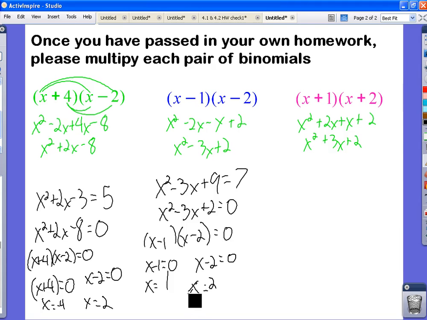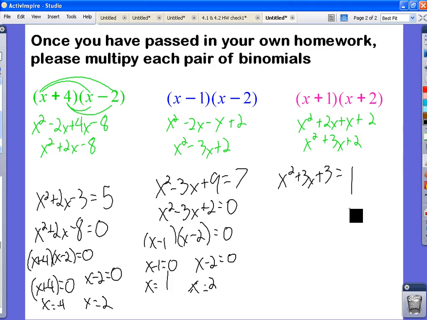Okay. Let's do it one more time. It's going to be solid now. X squared plus 3x plus 3. So, where it says x, the next equation.